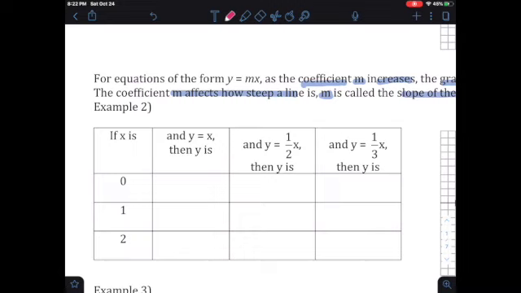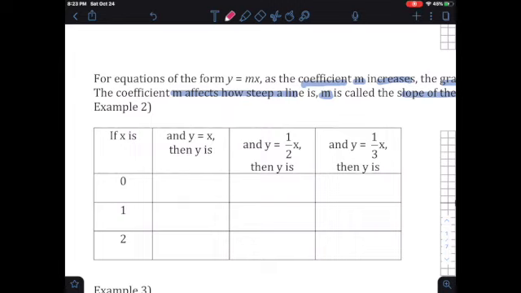So for example number 2, we're going to do the same thing again. Compared to the very first, actually y equals x is the basic graph that we're going to base a lot of things on. And that's why sometimes you might hear them call it the parent graph. A parent graph means it's what everything else is based on.